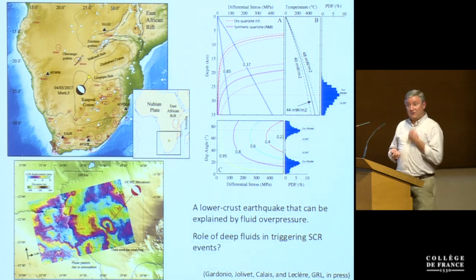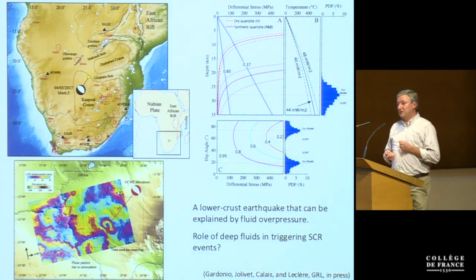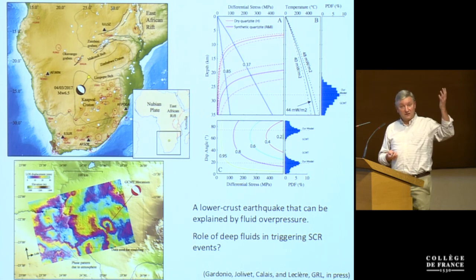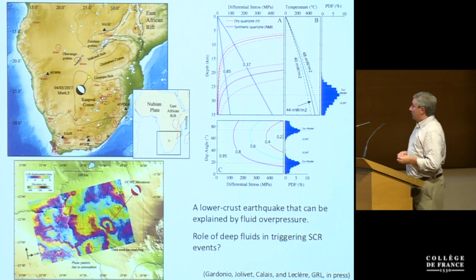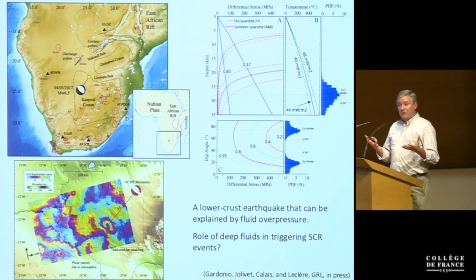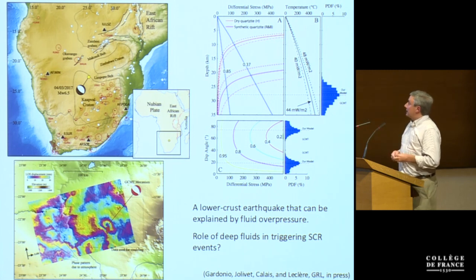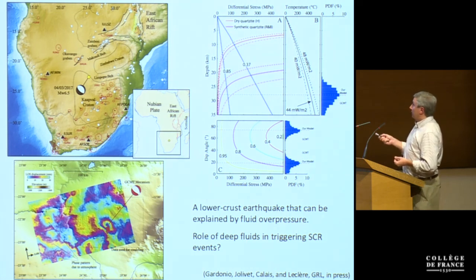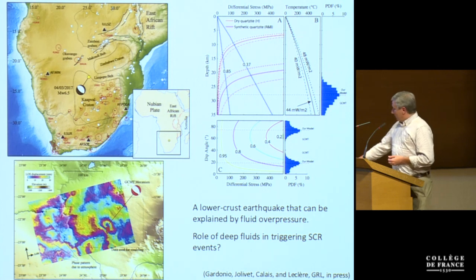If this is right, it means that those fluids are coming from deep. They are obviously not meteoric fluids. And I think there's a lot to explore in terms of the role of deep fluids coming from the mantle in the triggering of earthquakes in stable continental regions and elsewhere. We know they play a role, for example, in the East African Rift. So more hopefully about fluids, deep fluids, and earthquakes in the future.